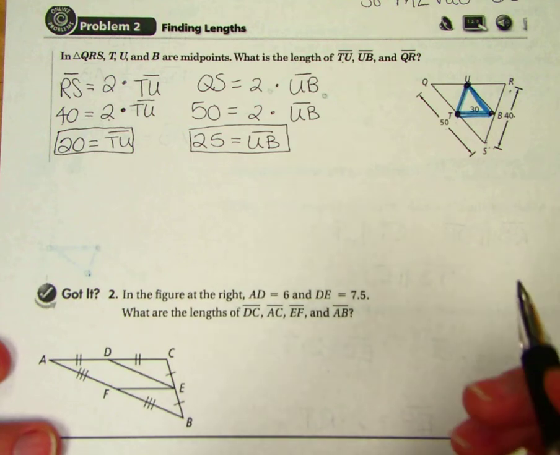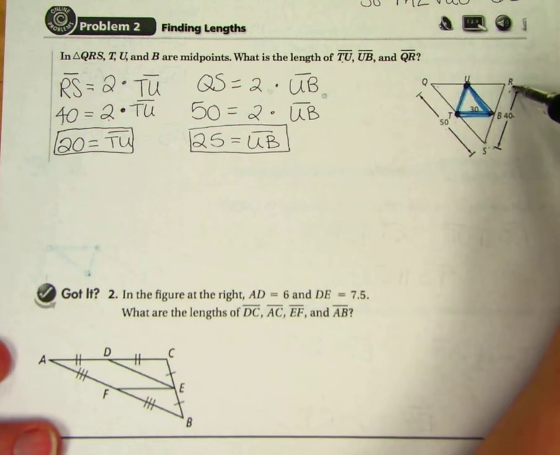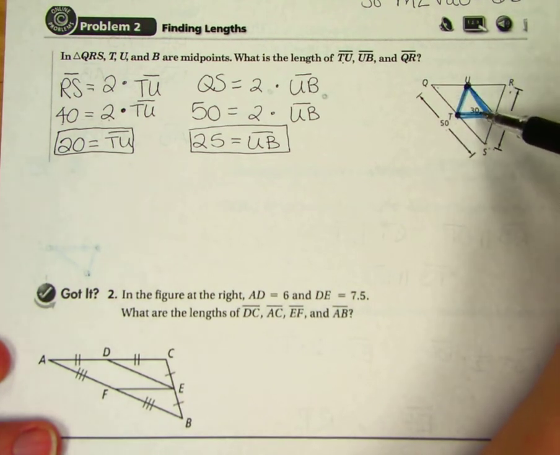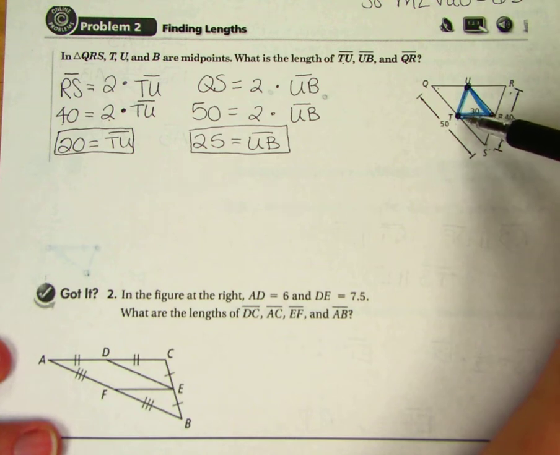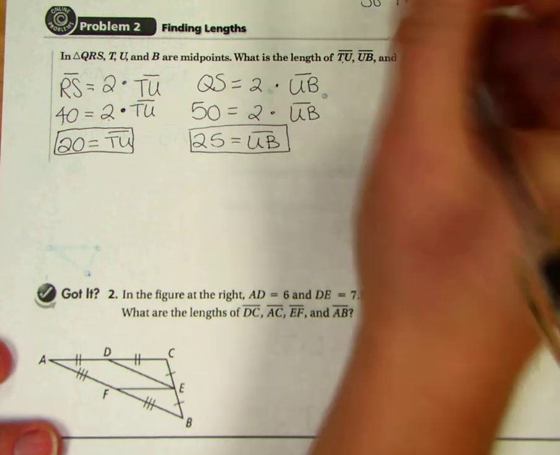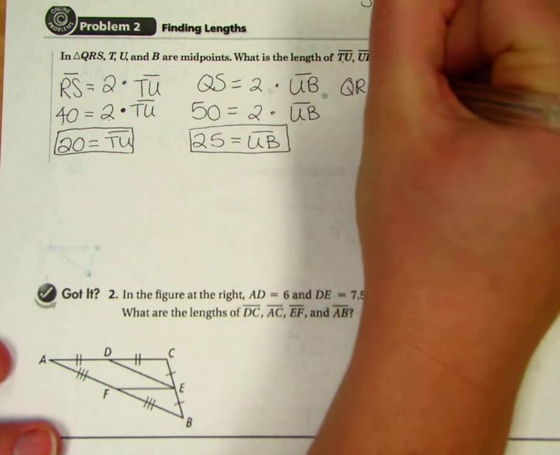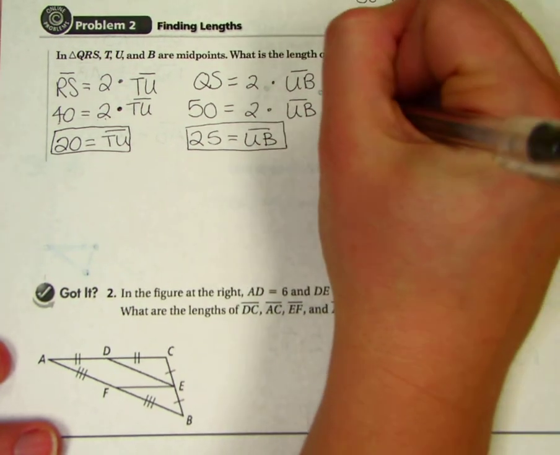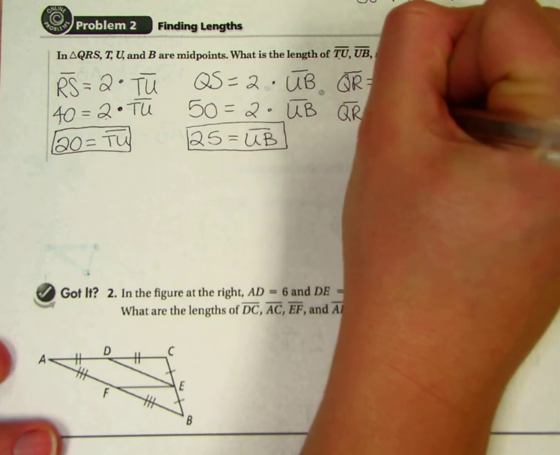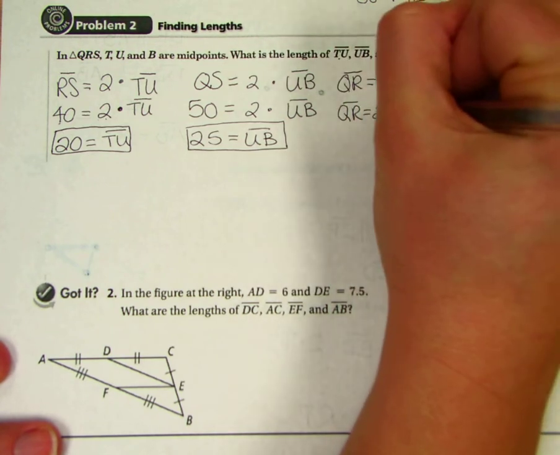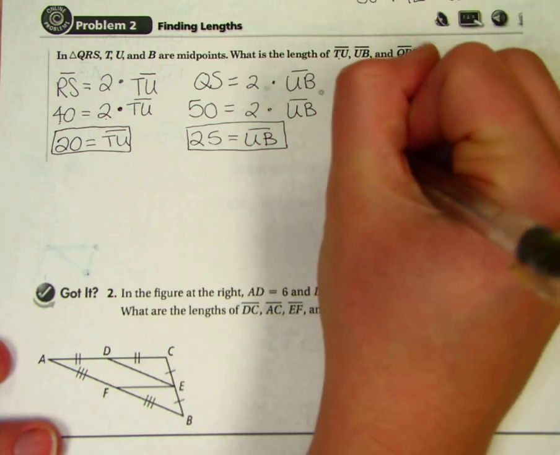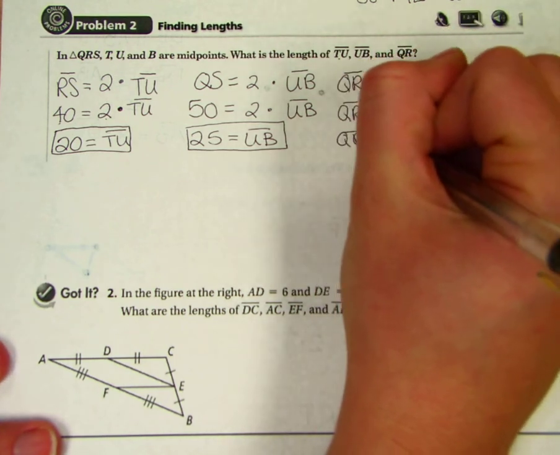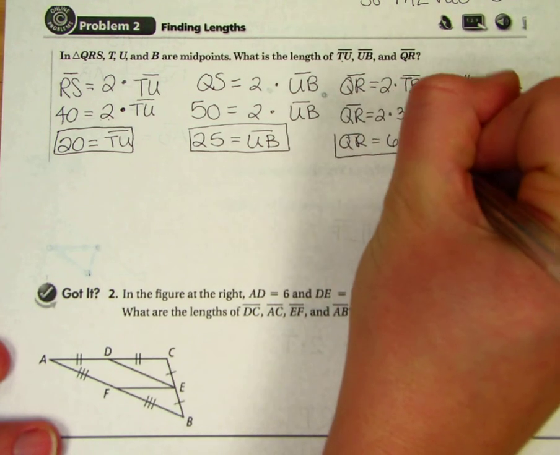So finally, we need to find QR. This is QR up here. Do you notice how we don't know the length of QR up here? We're actually given the length of this mid segment instead. So we're going to take a look at TB here compared to QR. So QR equals 2 times TB. So we don't know what QR is. So QR equals 2 times, and we know that TB equals 30. Okay? So QR, we're going to multiply 2 times 30, and that gives us 60. So QR is equal to 60.